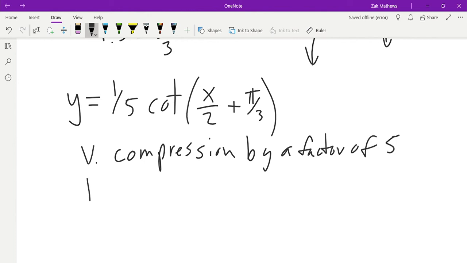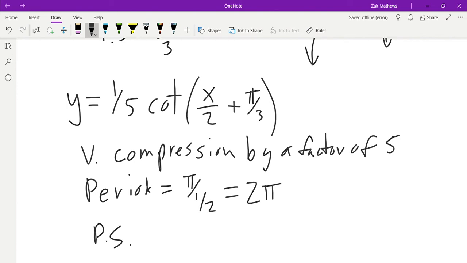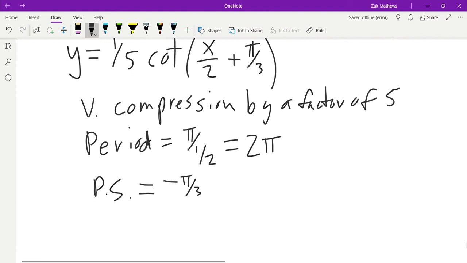We have a period adjustment. Our period is now going to be pi divided by the 1/2, and pi divided by 1/2 is going to give me 2 pi. Then our phase shift will be equal to the negative c, or negative pi over 3 divided by the 1/2. And so if we divide by the 1/2, we multiply by the reciprocal, that'd be negative 2 pi over 3.